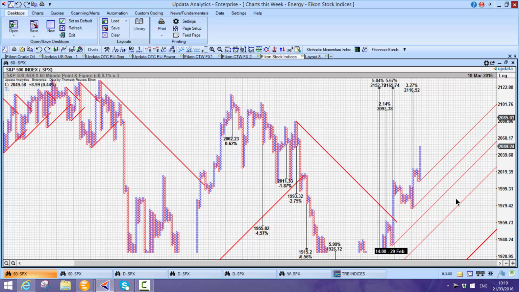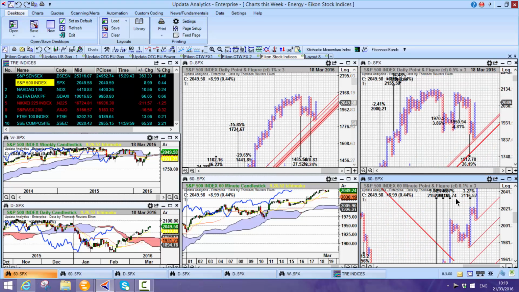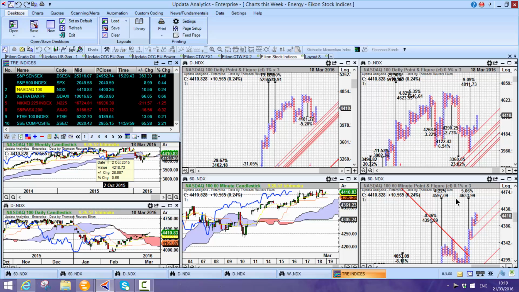But at the moment, we've got targets of 2, 3, 5% upside on the US stock market. If we look at the NASDAQ quickly, we see the NASDAQ didn't actually ever go below the cloud on the weekly. We're still very much below on the daily, and we do have no downside targets on the NASDAQ, which is quite interesting. And 5% upside, so that's looking pretty good.